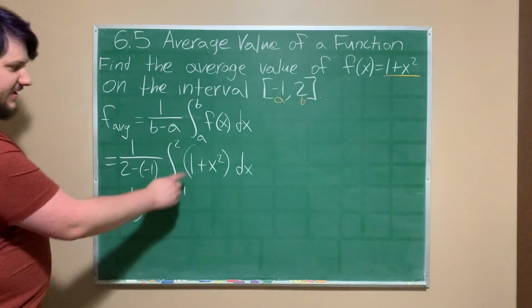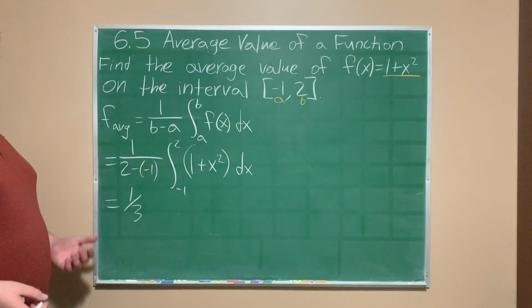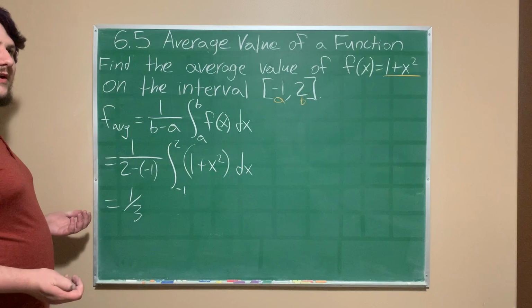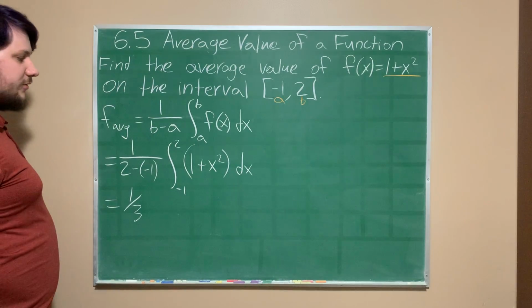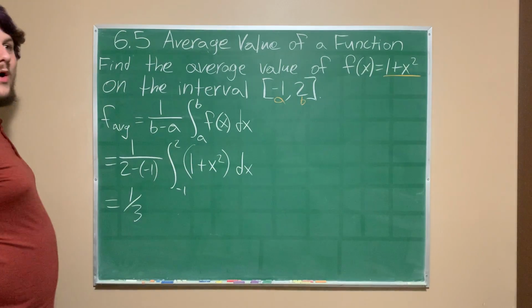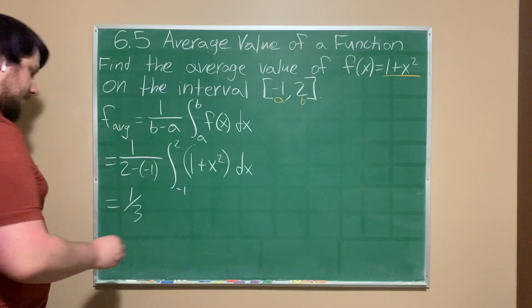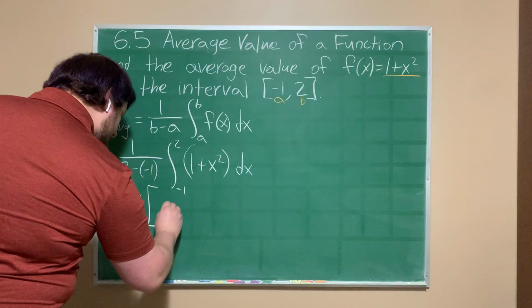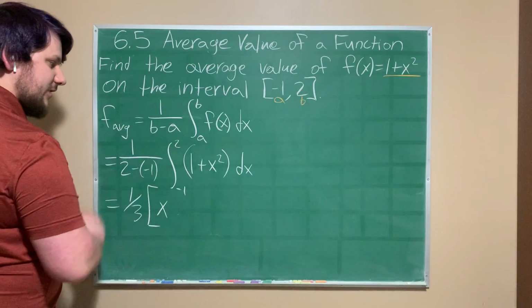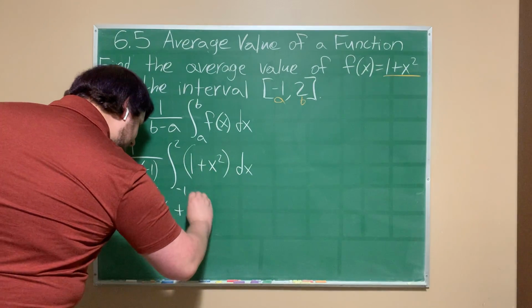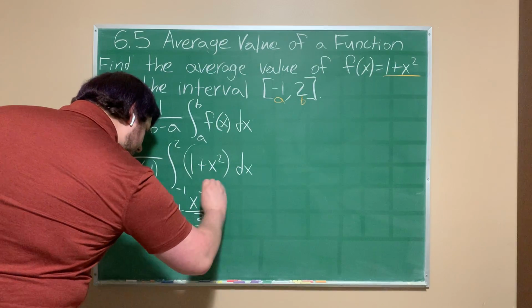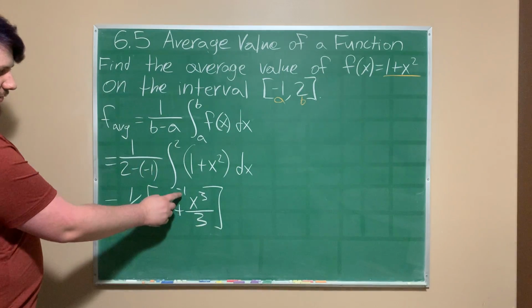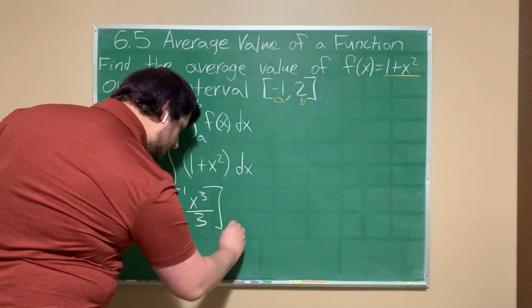And then to integrate this function, again, we're just taking an antiderivative here, so we're going to use the power rule in reverse. Raise each power by 1 and divide by that resulting power. We are going to get the antiderivative of 1 is just going to be x, and the antiderivative of x squared will be x cubed over 3. And we're evaluating here between -1 and 2.